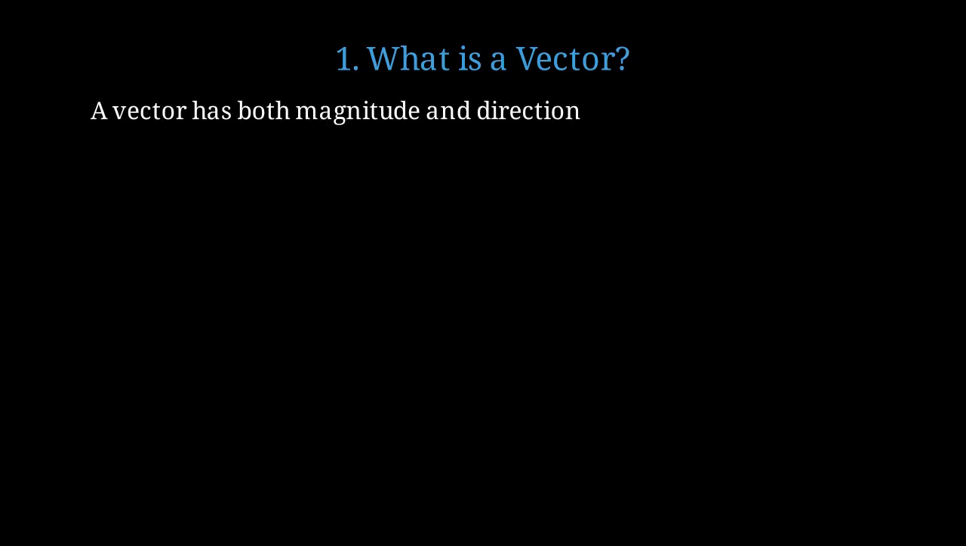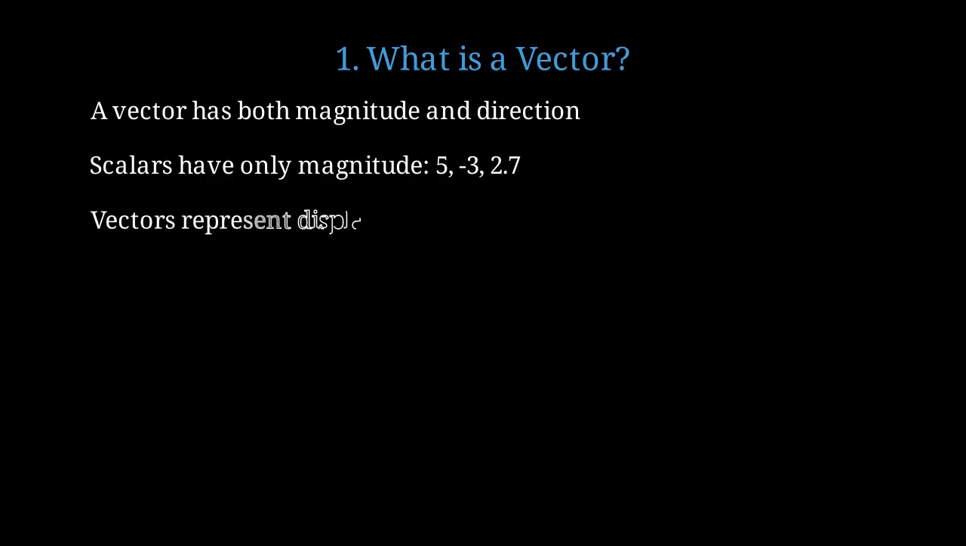First, let's understand what vectors are and how they differ from ordinary numbers. Unlike ordinary numbers called scalars, a vector has both magnitude, which is its length, and direction, which is where it points. Scalars are just regular numbers like 5, -3, or 2.7, with only magnitude but no direction. Vectors are perfect for representing physical quantities like displacement, velocity, and force that have both size and direction.